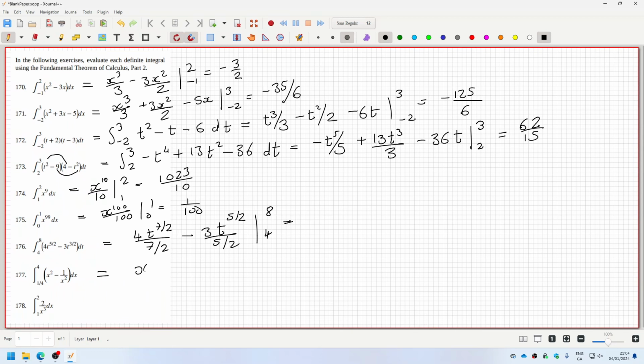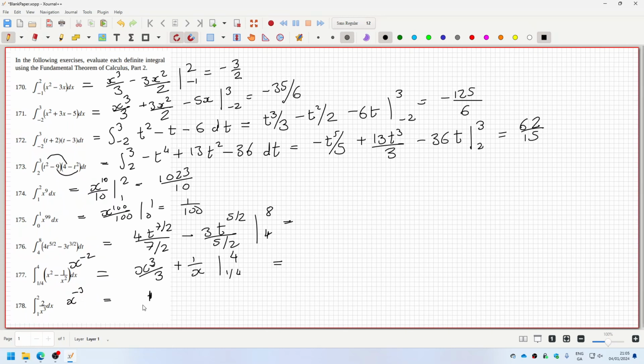So that would be x cubed over 3. Now that can be changed to x power minus 2. So that would be plus 1 over x, because the derivative of that would be minus 1 over x squared. Yeah, a quarter and 4. And then this one here, that could be thought of as x power minus 3. So that would be 2.